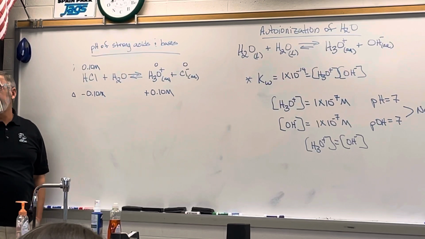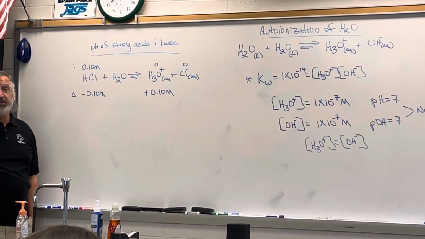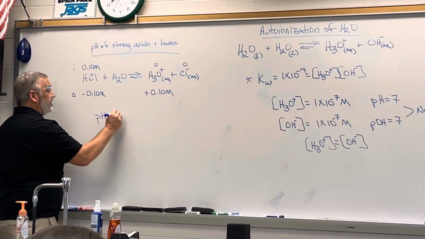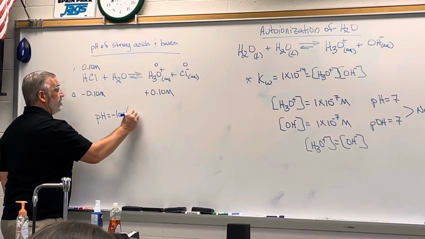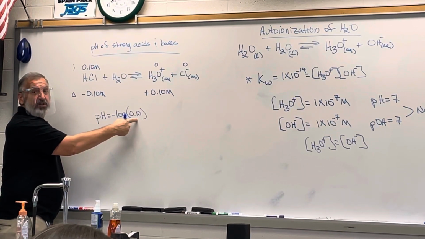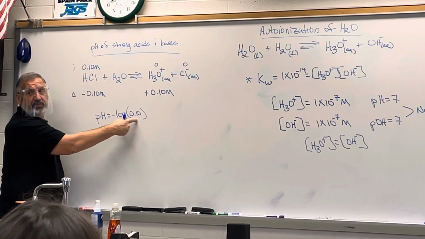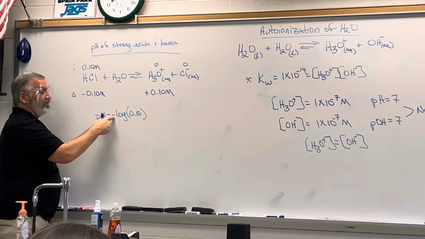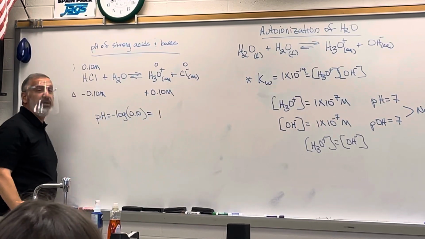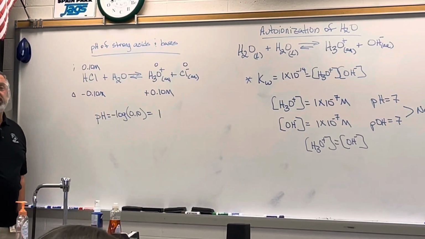Cl- will be 0.1 too, but we don't care about Cl-. Those are just spectators, floating around not doing anything. So the pH is nothing more than the negative log of 0.1, which is 10 to the minus 1. The log of 10 to the minus 1 is negative 1. Take the negative of that, and it is positive 1. So the pH of that solution is 1.